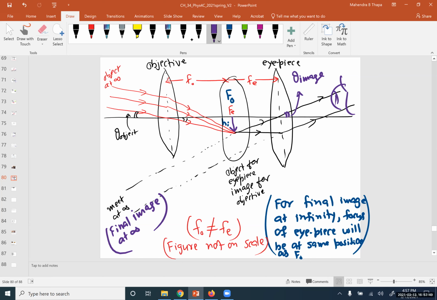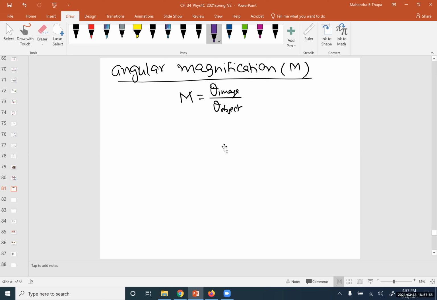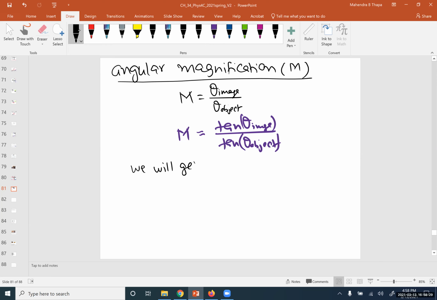So as before, we can take the small angle approximation. For a small angle, for the simplification purpose, this equals tan theta image over tan theta object. Okay, we can simplify that. For example, you can find what is theta image, what is tan theta object, and simplify further, and finally we will get the result here.